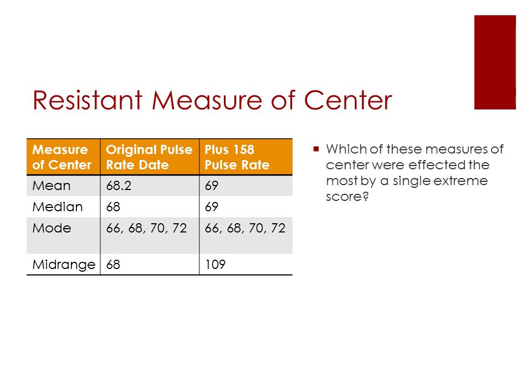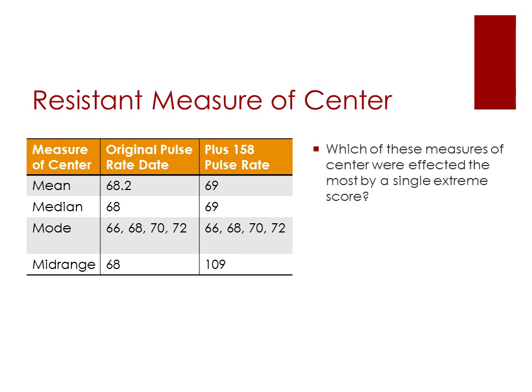All right, so here's what we get. Our original class pulse rate data has a mean of 68.2, a median of 68, our 4 modes, and a mid-range of 68. With the class pulse rate data with 158 added to it, we get a mean of 69, a median of 69. Our modes don't change at all, and our mid-range becomes 109.